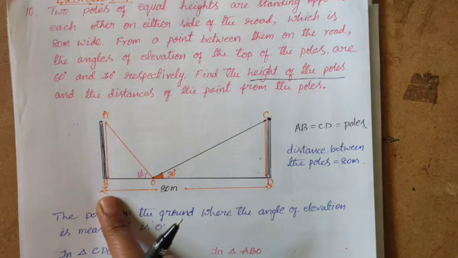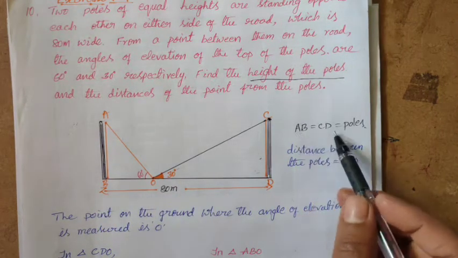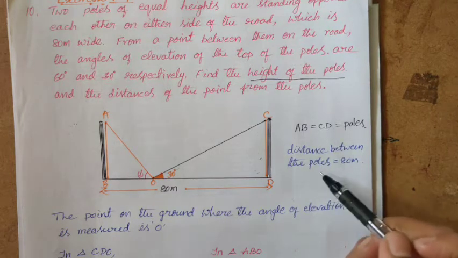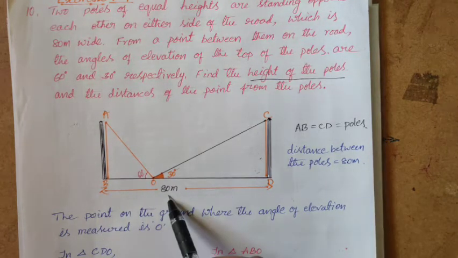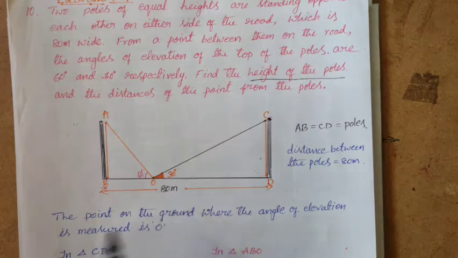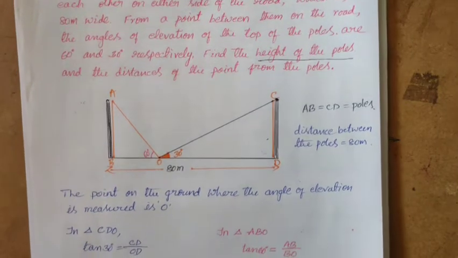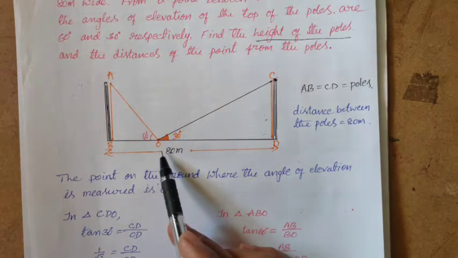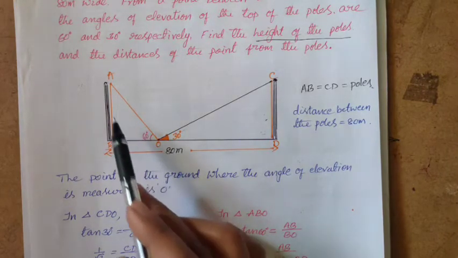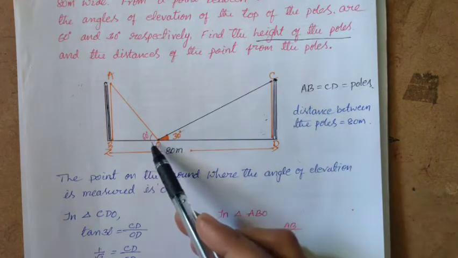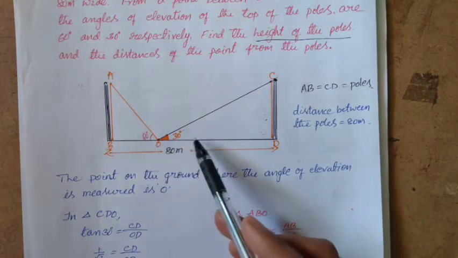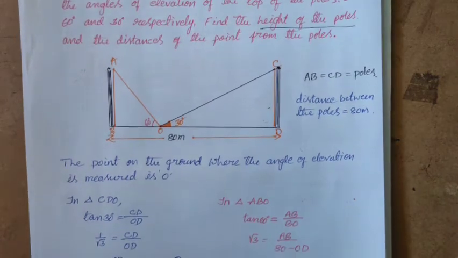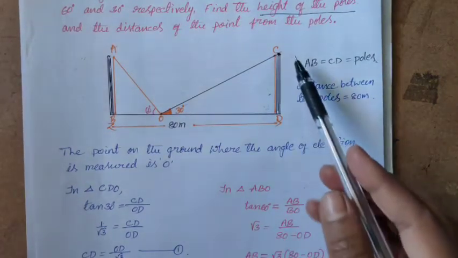So I already told, AB and CD are the poles. The distance between these two poles is 80 meter. I already wrote it. Now I already selected O as the point of the observer. It is measured from that point. The elevation angles will be what, 60 degree and 30 degree. So first we have to find what, yes, the height of the poles.